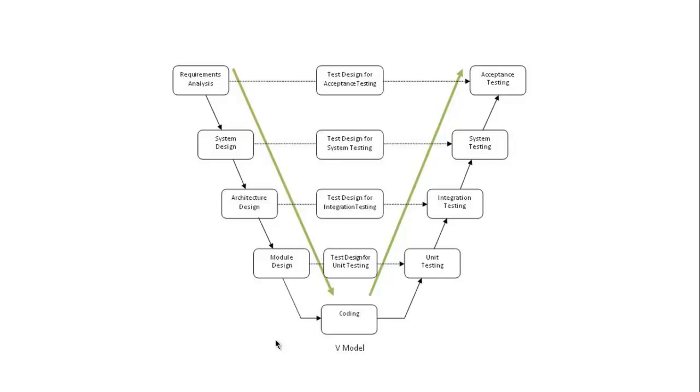So while the requirement phase will have acceptance testing for your requirements, system design will have system testing, architecture design will have integration testing, and module design will have unit testing. Then implementation happens on those corrected iterative builds, followed by unit testing, integration testing, system testing, and finally acceptance testing. So basically these are some of the models that you'll come across while you are into software development.